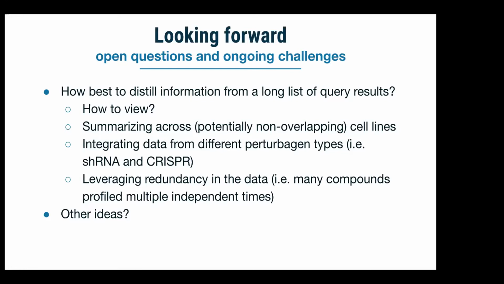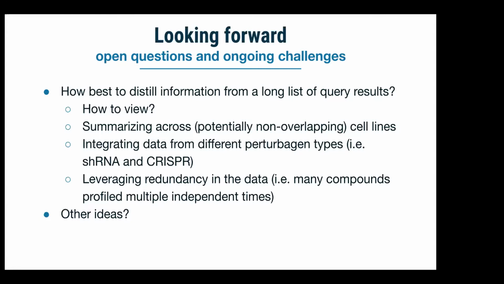So I think it will be important for us in the community to think about how best to extract some information from that long list. So things we've thought about and things we've tried doing in the past are summarizing across cell lines. But in some cases, those cell lines don't overlap. For example, the CRISPR data and the compound data that we're releasing only contain a small number of cell lines in which we have data for both of those perturbagen types. So being able to summarize in a uniform way across cell lines is not necessarily possible. So we'll need to think about how best to do that.